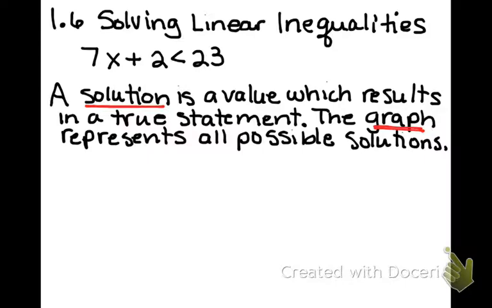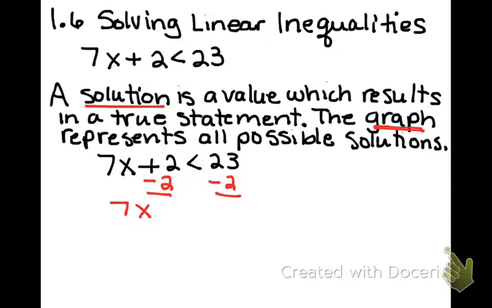So let's go ahead and take our 7x plus 2 is less than 23, and we're going to solve it just like we would an equation. Normally, instead of the inequality symbol, we would see an equal sign. So we would do the inverse operation. We subtract 2 from both sides: 7x is less than 21. We divide both sides by 7: x is less than 3.